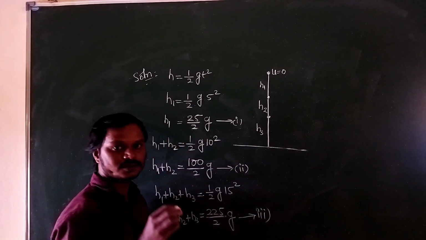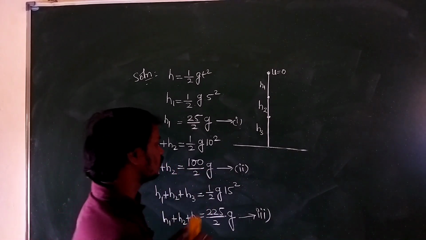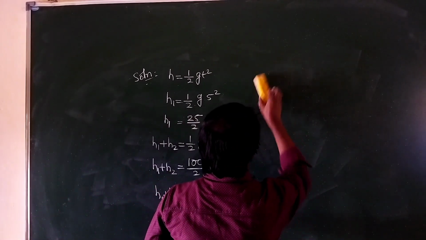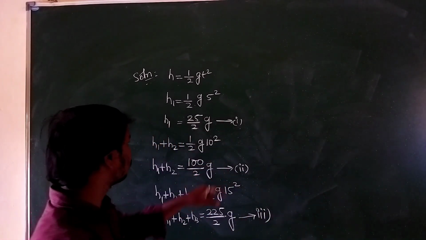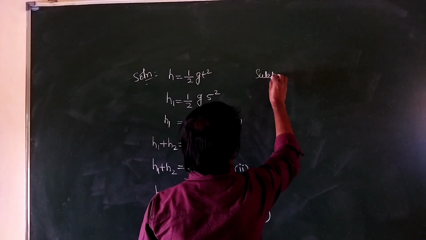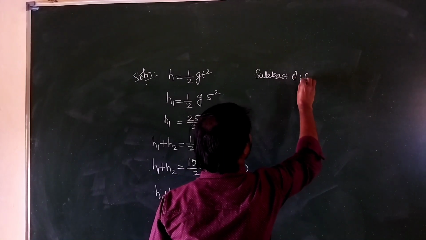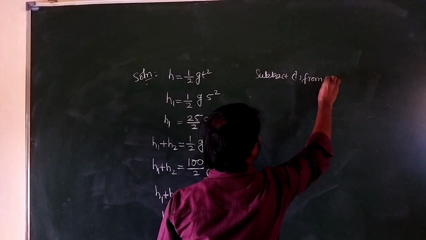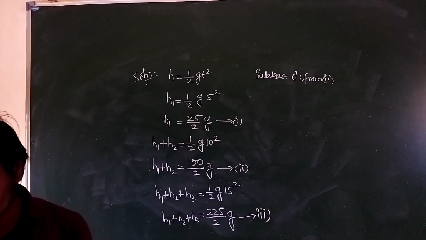Next, what do we have to do? We have to find the relation between h1, h2 and h3. Subtract equation 1 from equation 2.